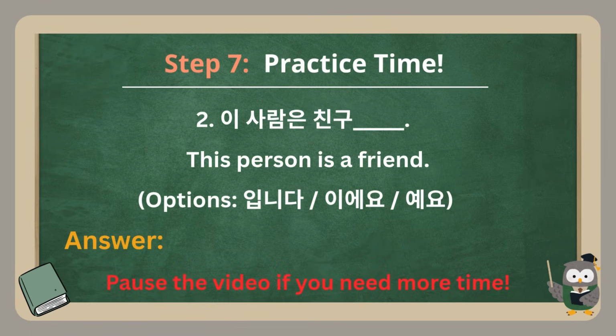Number 2. 이 사람은 친구. This person is a friend. The correct answer is 예요 or 입니다. So the full sentence is 이 사람은 친구예요, which means this person is a friend. You could also say 이 사람은 친구입니다 if you want to sound more formal. But because 친구 ends with a vowel, 예요 is the polite and natural choice in daily speech. Pronunciation: 친구예요.